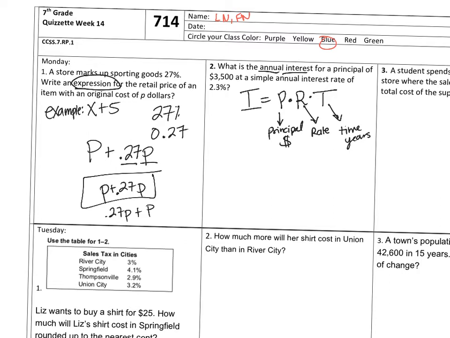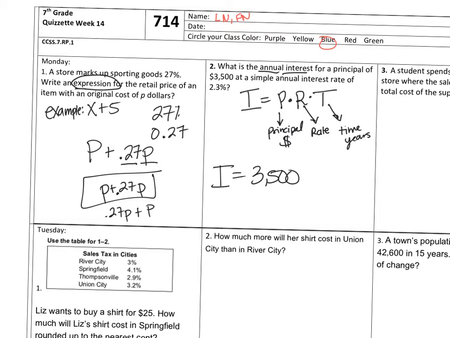So let's say it gives you 6 months. That's 6 over 12, because how many months are in a year? 12. Now, if it gives you the years, you just put the number of years. So if it gives you 3 years, you just put 3 right there. If it gives you 5 years, you just put 5 there. If it gives you 5 months, it'd be 5 over 12, because it's in terms of years. So in this case, it says, what is the annual interest for a principal of $3,500? So the principal is $3,500.